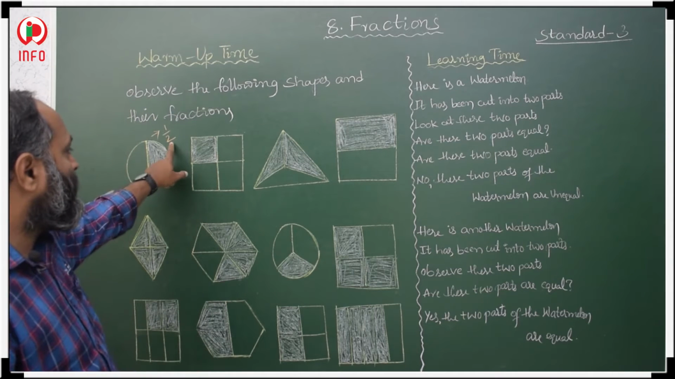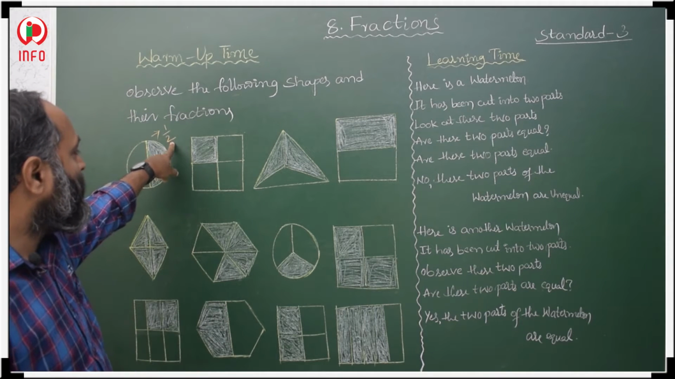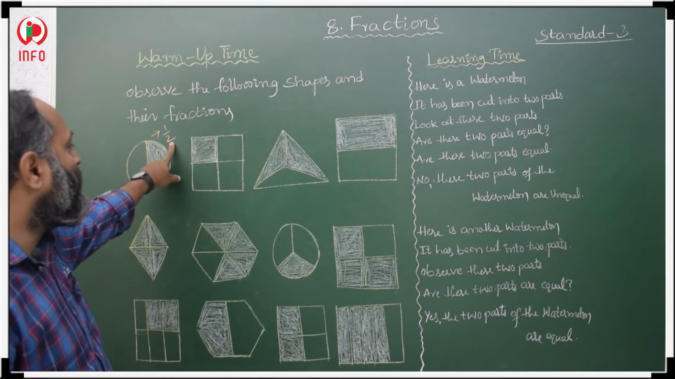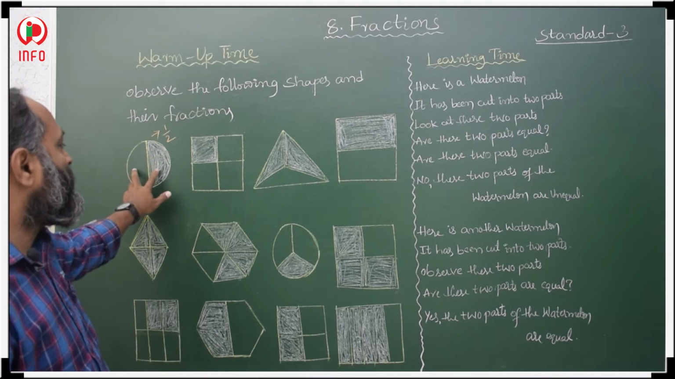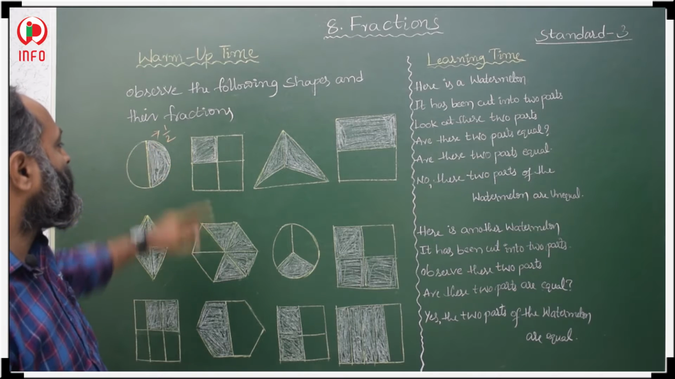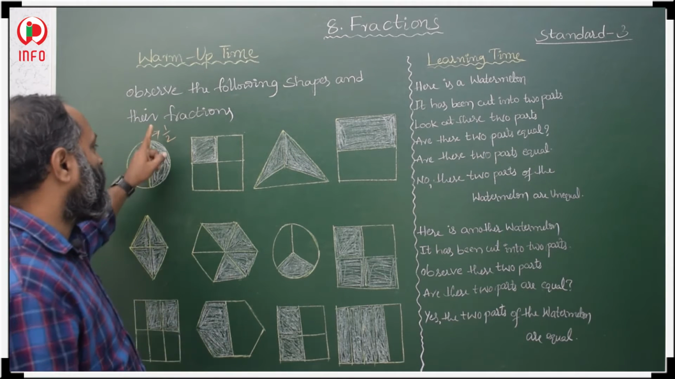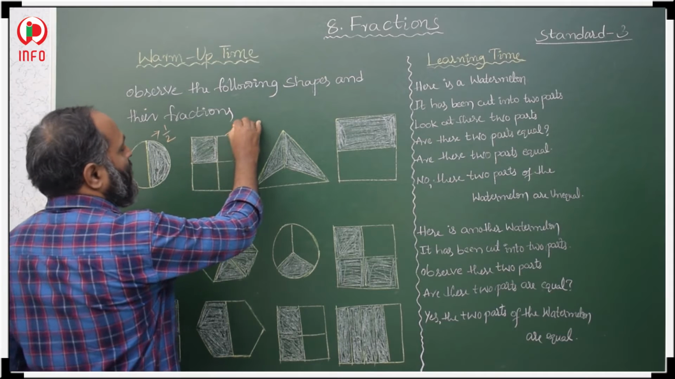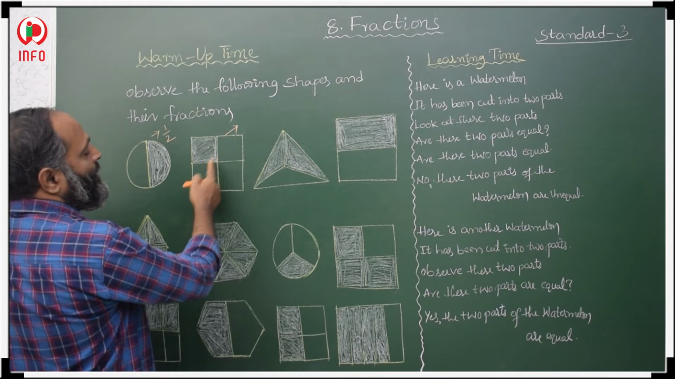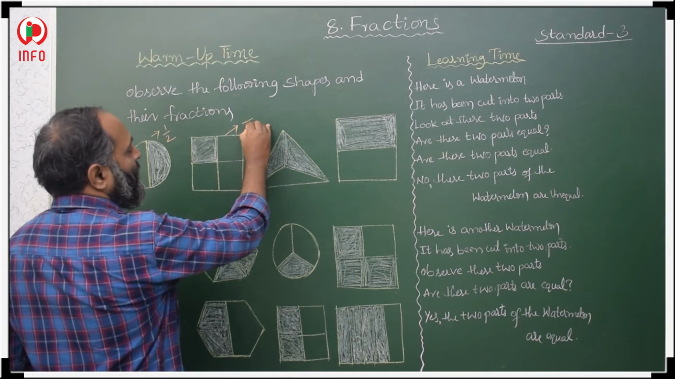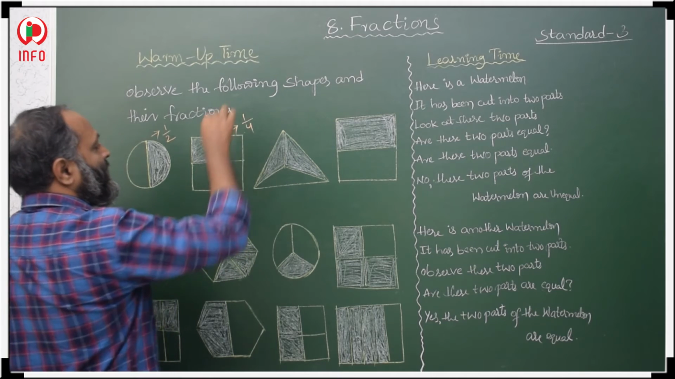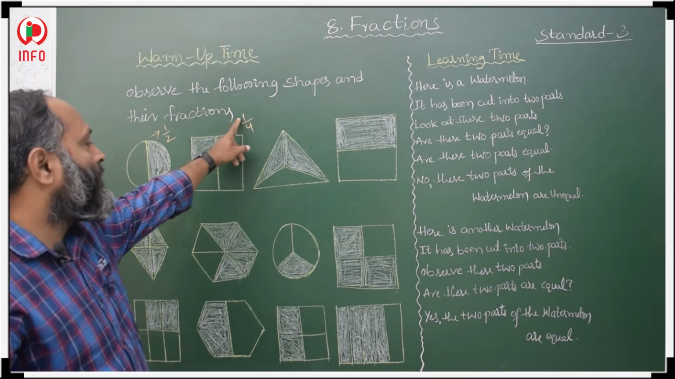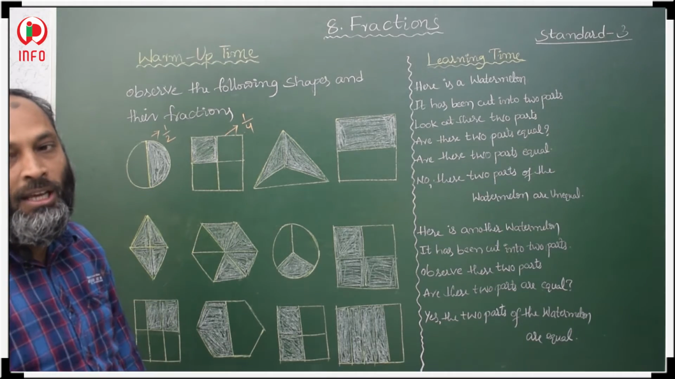So what does this 2 in 1 by 2 represent? It represents the total number of equal parts. There are total 2 equal parts, and in these 2 equal parts, one part is shaded, that is 1 by 2. Here in this figure, total how many parts do we have? Total 4 equal parts, and one part is shaded, so 1 by 4. Shaded portion by total equal parts.